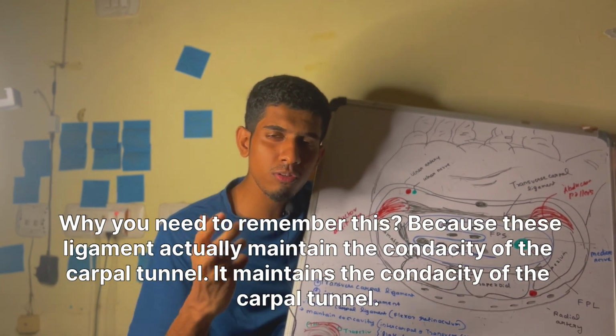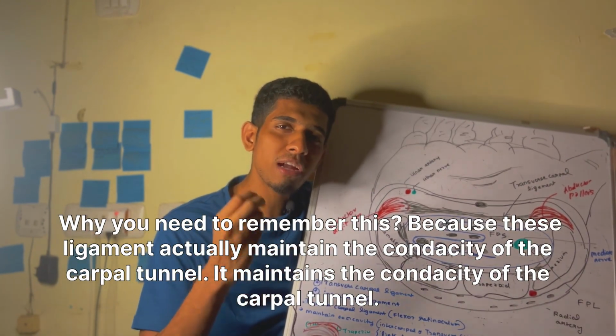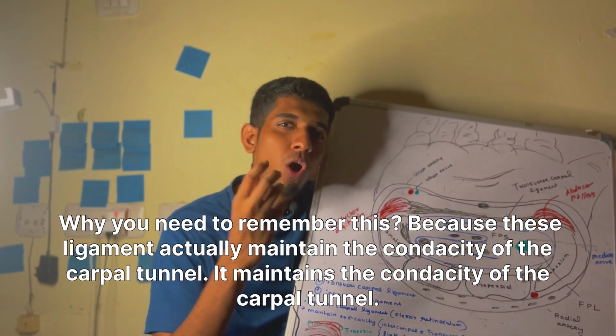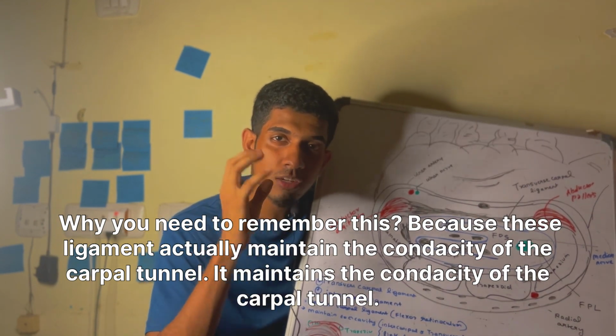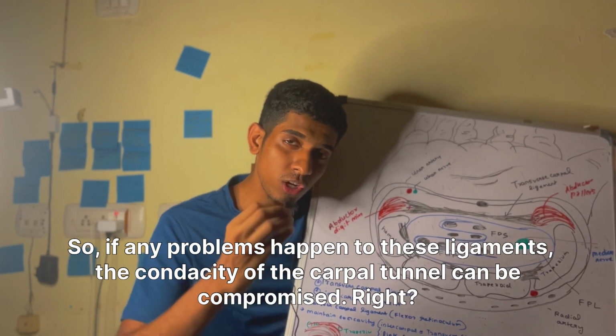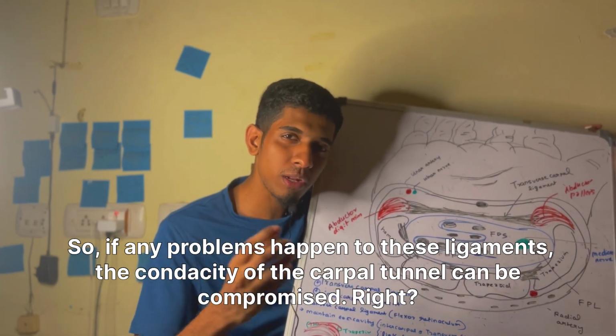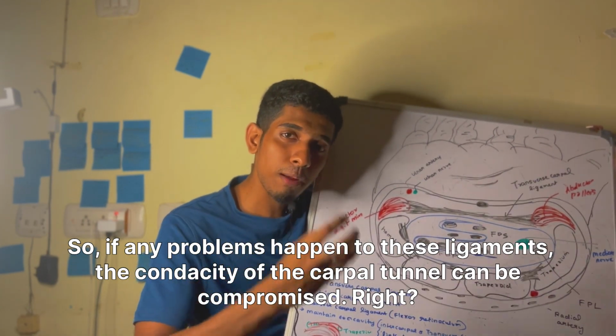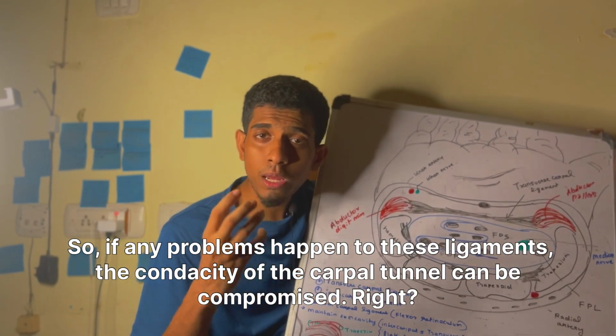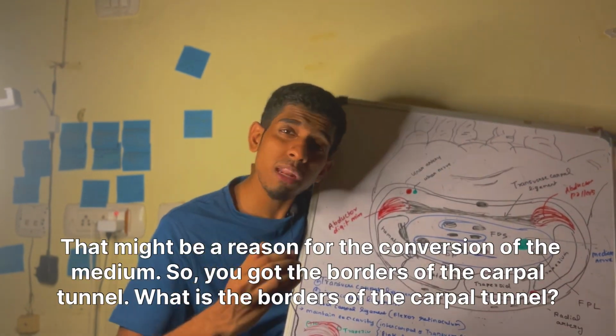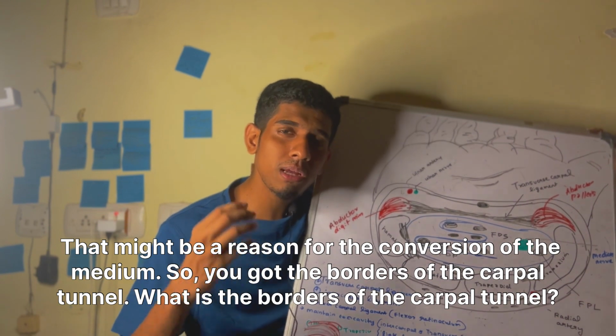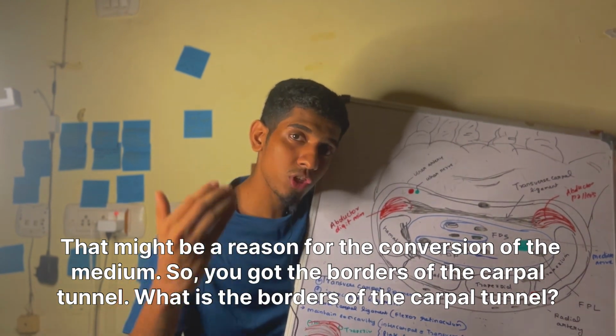Why do you need to remember this? Because these ligaments actually maintain the convexity of the carpal tunnel. So if any problems happen to these ligaments, the convexity of the carpal tunnel can be compromised, right? So that might be a reason for compression of the median nerve.